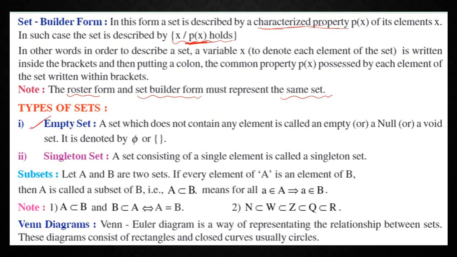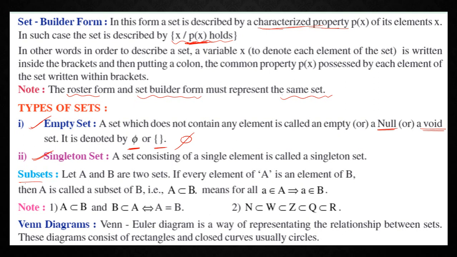The first type of set is the empty set. If there are no elements in the set, we call it an empty set. Other names for the empty set are null set or void set. Generally the empty set is represented by the symbol phi or by an empty pair of braces, just opening and closing the braces. Next, a singleton set. The name itself suggests it contains only one element. So if a set contains only one element, then it is called a singleton set.